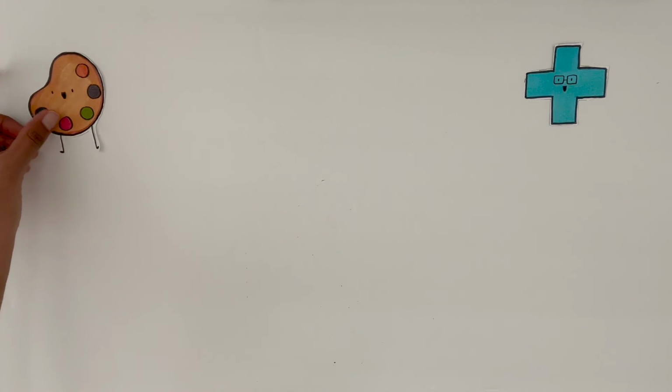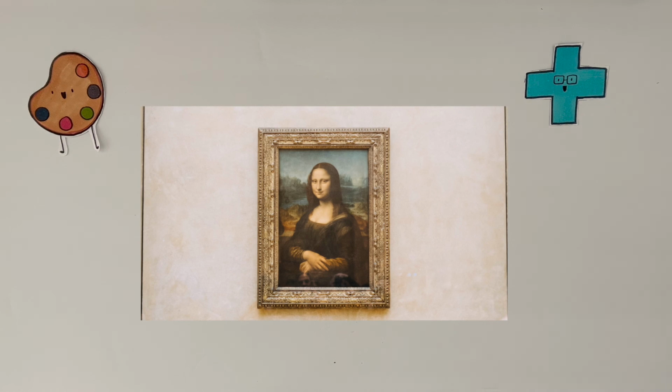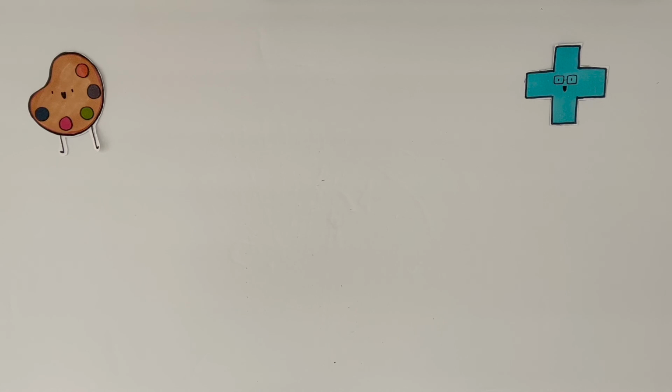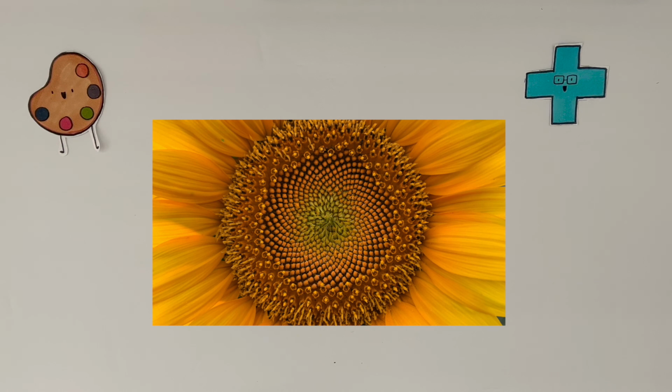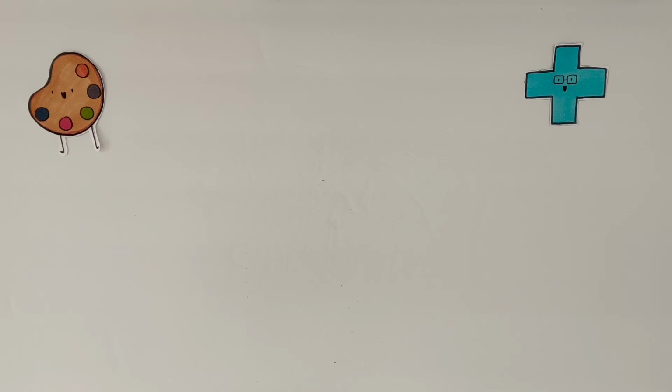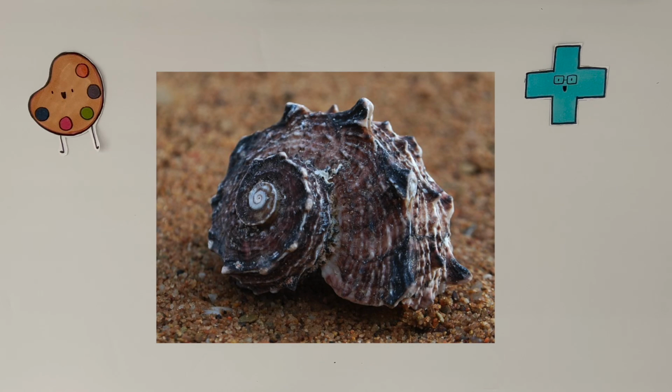You know the Mona Lisa? And you ever wonder why the entire picture seems to be perfectly painted? You guessed it, the golden ratio. And the inside of a sunflower? The golden ratio. It can also be seen in the shell.